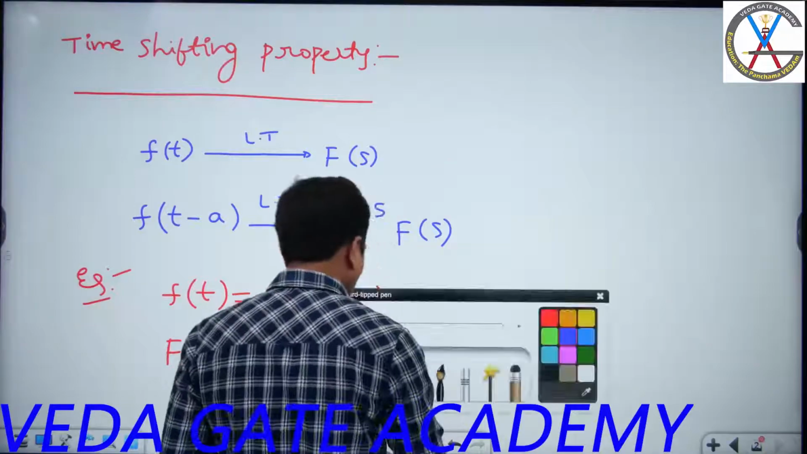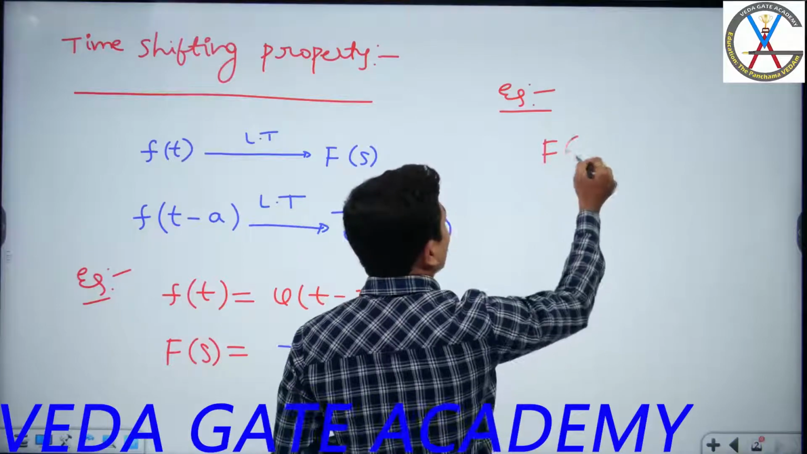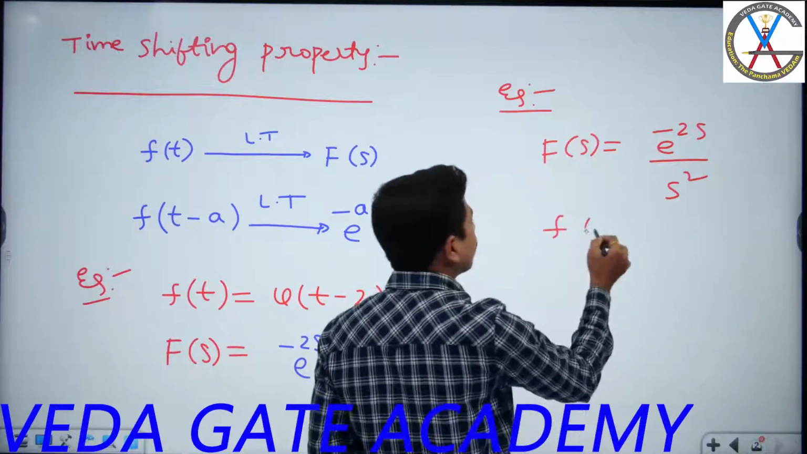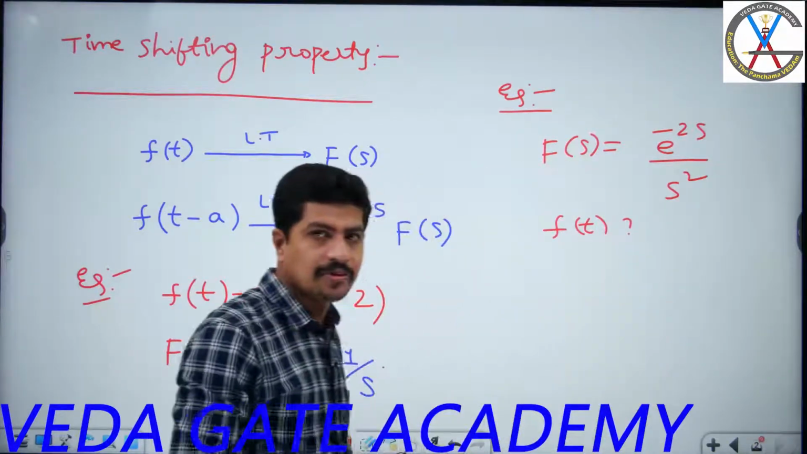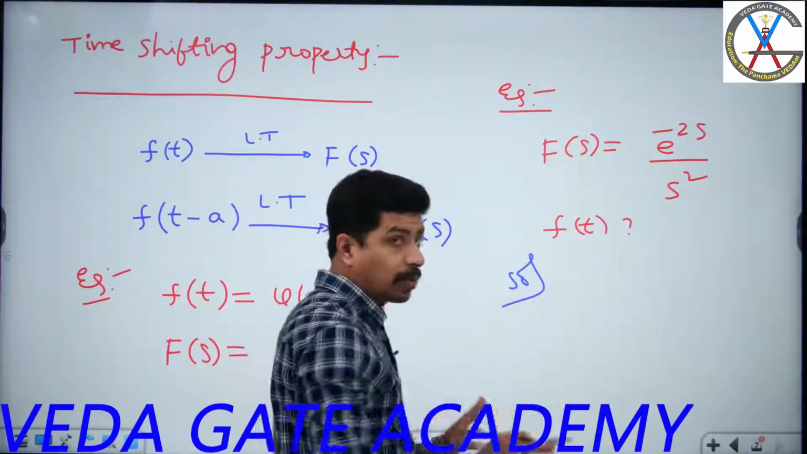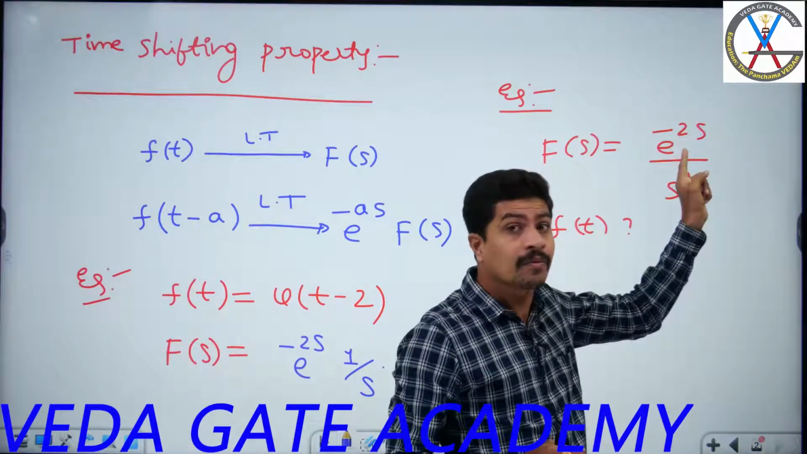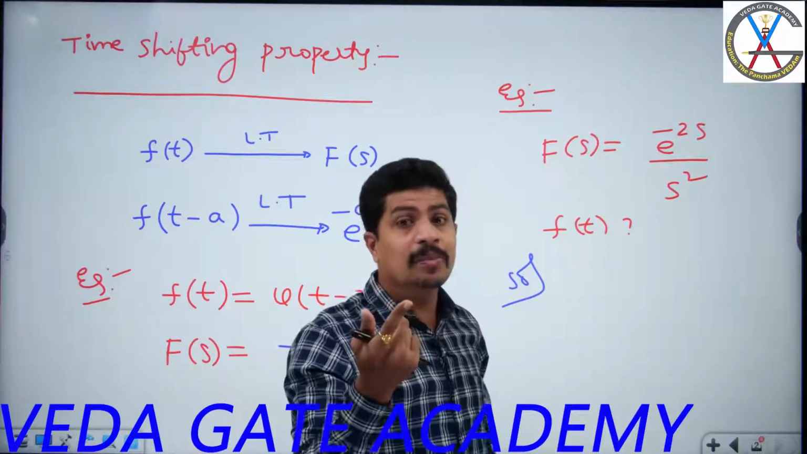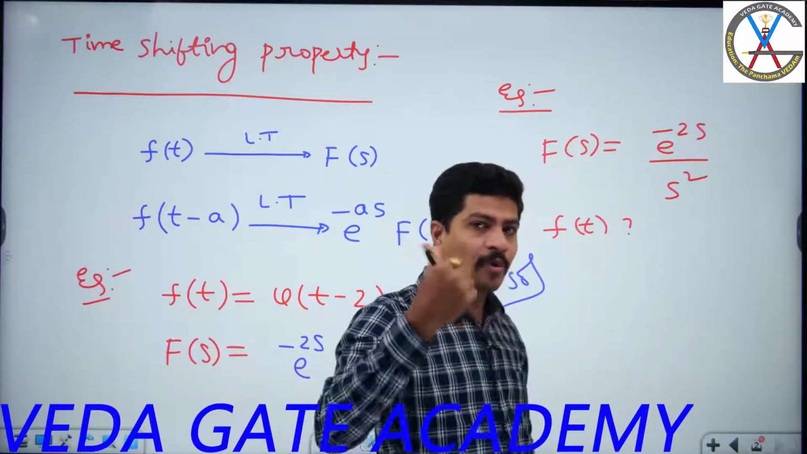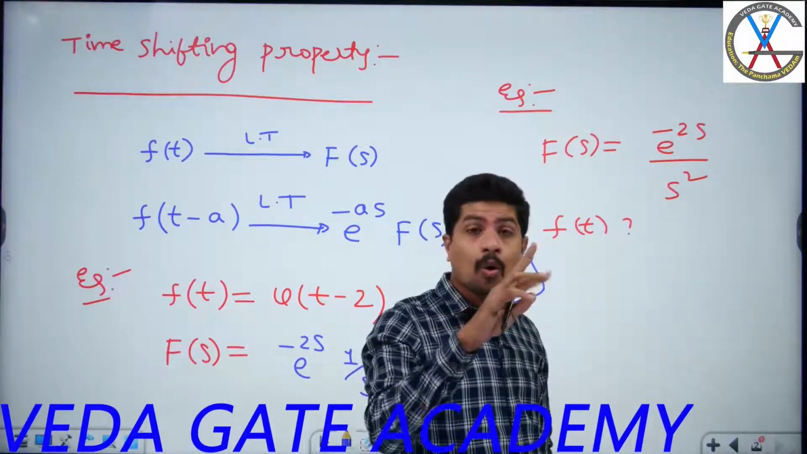One more example. F of s is equal to e power minus 2s by s square. He is asking about f of t, the inverse Laplace transform. Just by looking at the given problem, you have to understand this way. The signal is 1 by s square, but it is having an exponential in frequency domain. Exponential in time domain means shifting in frequency domain. Exponential in frequency domain means shifting in time domain. But the only change is the sign.